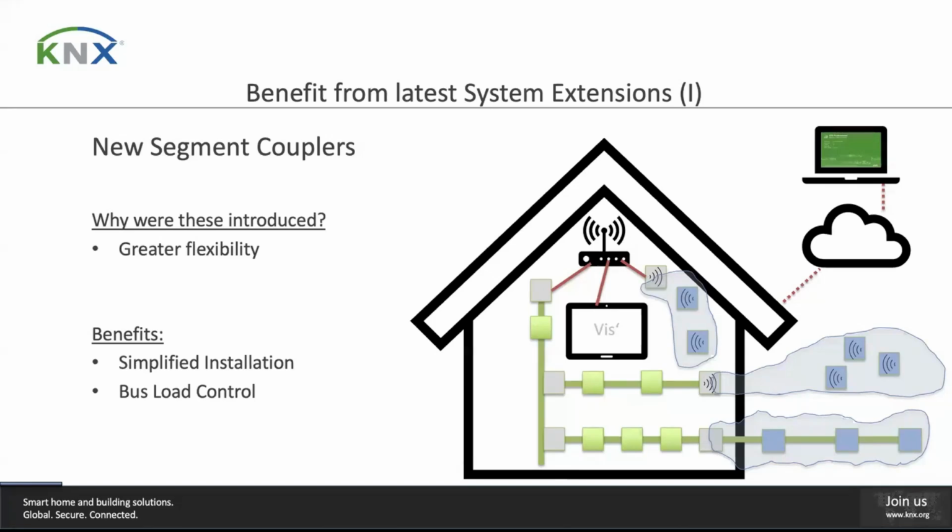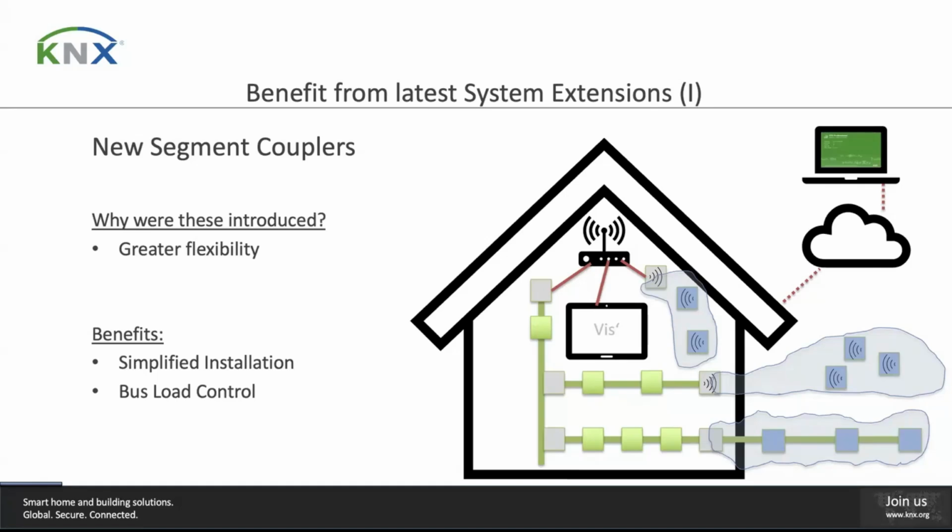We can have multiple segments per line, which gives us a lot more scalability. For example, in multiple dwelling units, we can have multiple segments, one per room, and that gives us flexibility. It gives us the same functionality we get in a line coupler with filter tables, so we can make sure the traffic that's only needed on that segment isn't going elsewhere across the line.